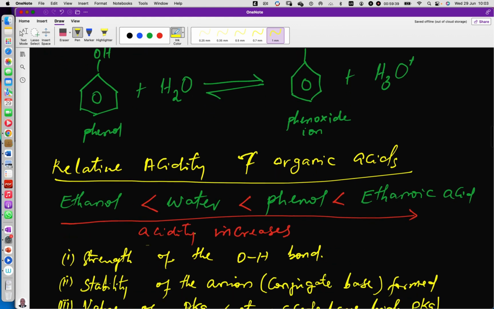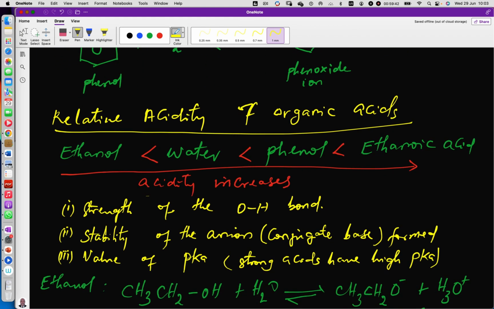I went further again to compare the relative acidity of some organic compounds. I gave the example of ethanol, water, phenol, and ethanoic acid. On comparing them, we saw that ethanol is less acidic than water, water is less acidic than phenol, and phenol is less acidic than ethanoic acid. The acidity increases from ethanol, which is the weakest, to ethanoic acid, which is the strongest acid.